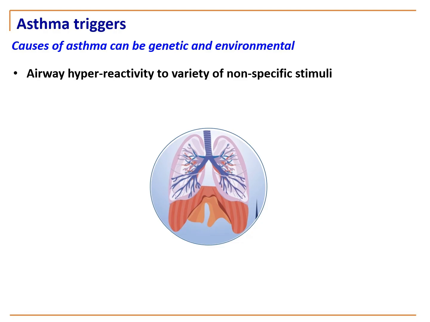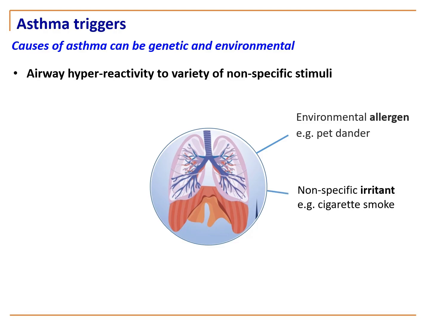So what are some of the triggers? Well, asthma is influenced by both genetic factors and environmental triggers. And that airway hyperactivity that we've talked about is responsive to a variety of non-specific triggers or non-specific stimuli. So, for example, you have environmental allergens such as pet dander, and pets are a very common allergen. You have non-specific irritants, so cigarette smoke, and other toxins that are out in the environment. A variety of foods and drinks will do it as well.